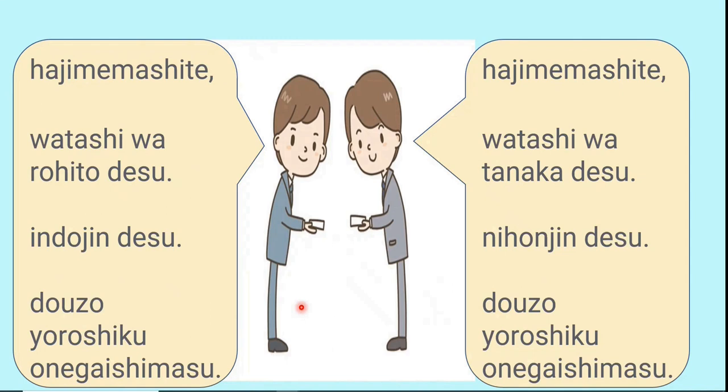So if we write this in English, the conversation goes like this. Hajimemashite, watashi wa Rohito desu. Indojin desu. Douzo yoroshiku onegaishimasu. And what Mr. Tanaka says, Hajimemashite, watashi wa Tanaka desu. Nihonjin desu. Douzo yoroshiku onegaishimasu.